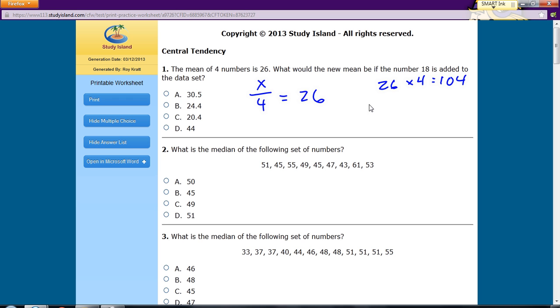All right, then if I take 104 and I add 18, that gives me 122. So this is my new total. But now, since I added a number to it, I'm going to take 122 and divide it by 5. Because before I had 4 numbers, but if I add 18, then I have 5 numbers. And when I divide that by 5, I get 24.4. You see that is one of my choices over here, choice B. So that would be my selection.